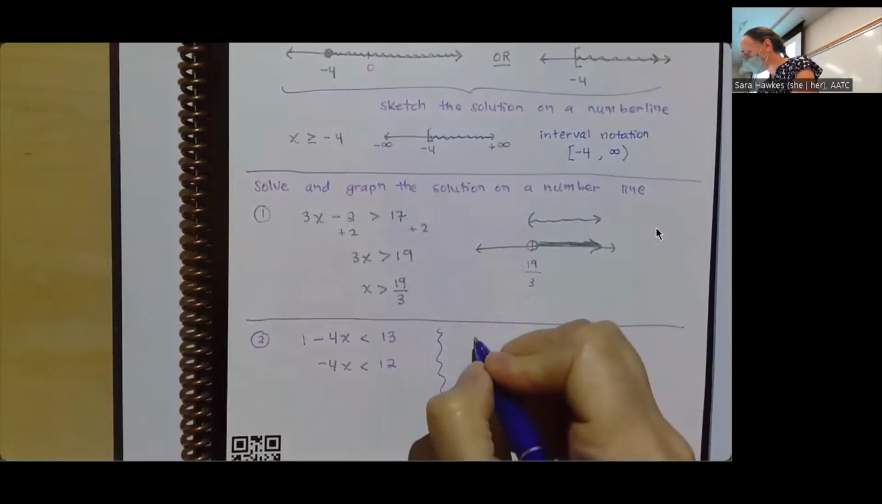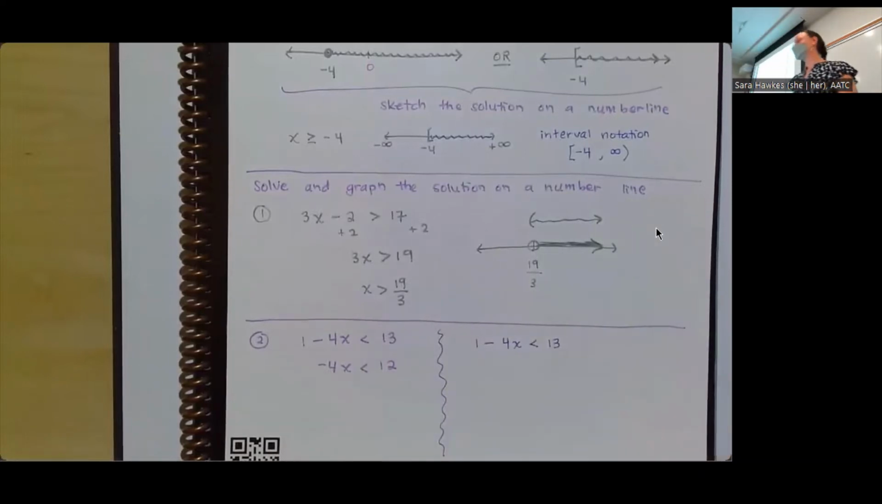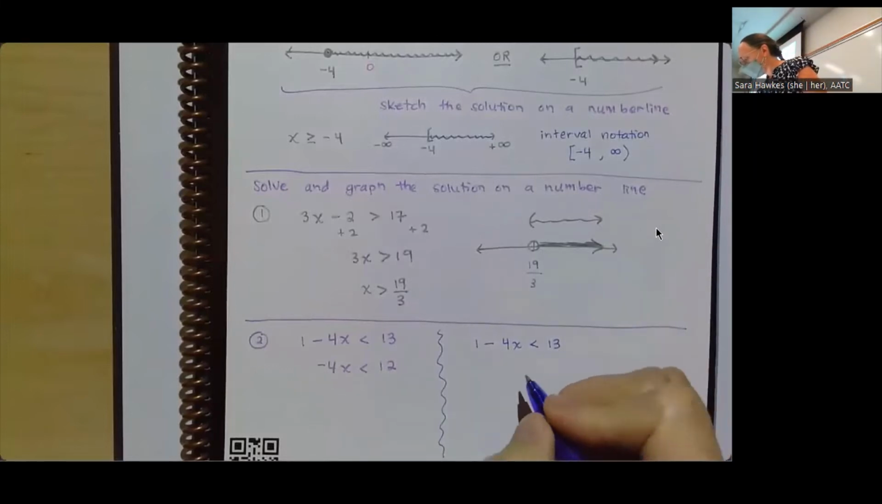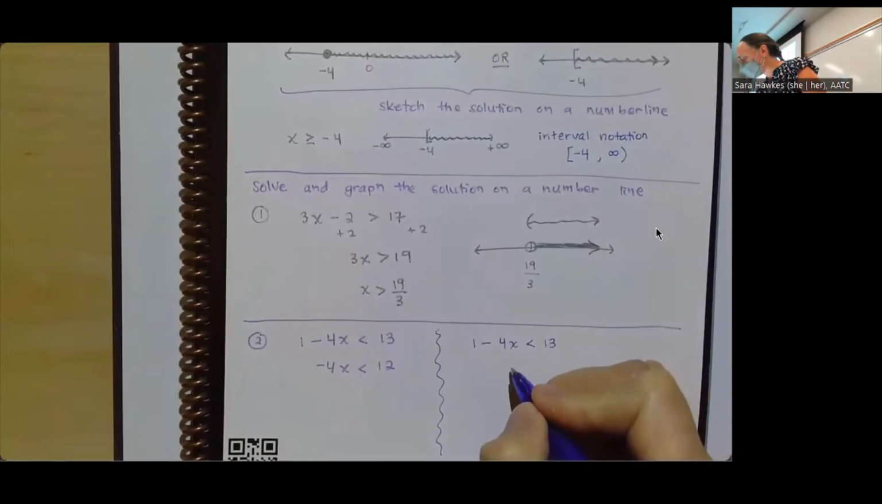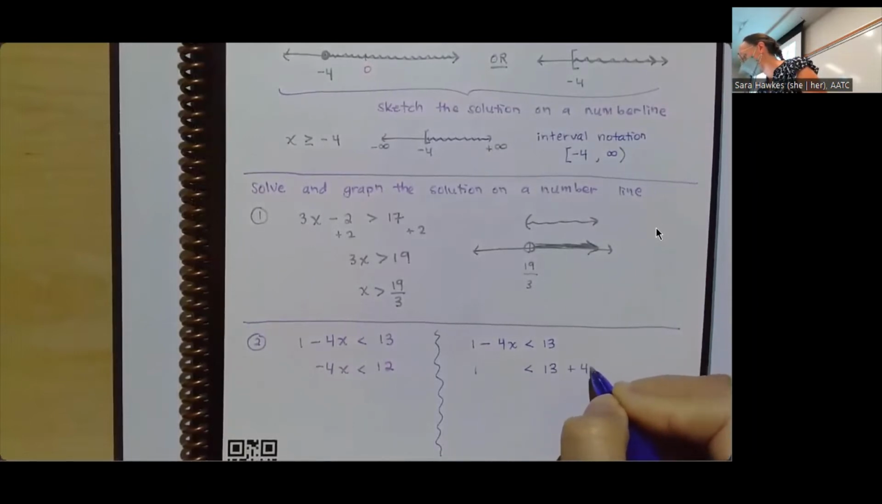I look at this and I say, you know what? I'm just going to put that 4x somewhere that it's going to be positive, because I don't want to mess up with signs in a problem. So I'm going to add 4x to both sides right now, which is going to leave me with 1 is less than 13 plus 4x.